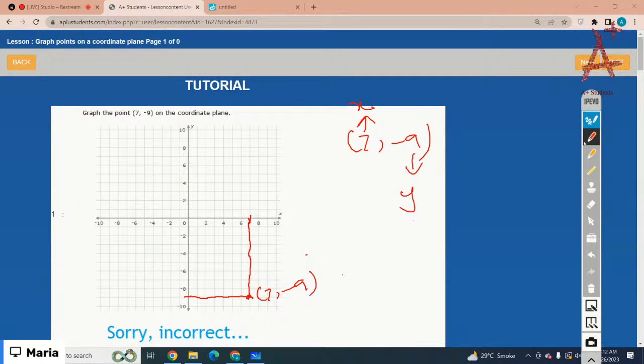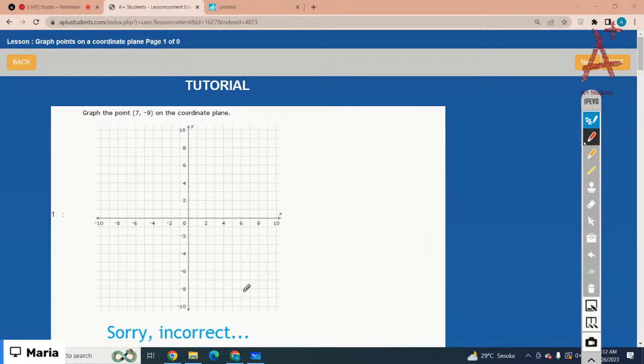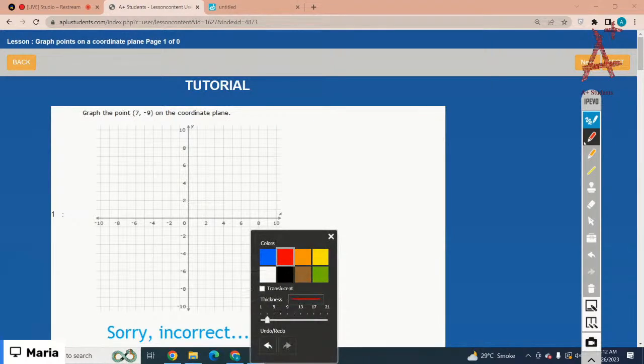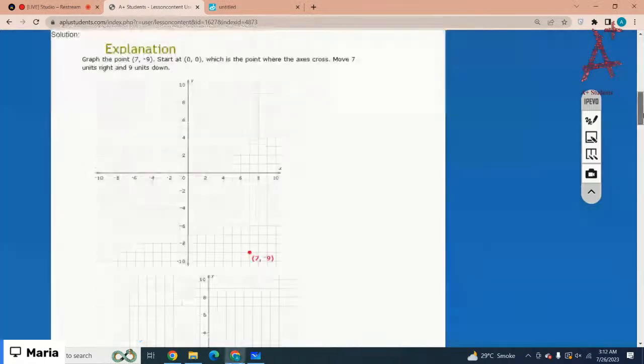So this one is 7 and -9. You have to just make a point. So it would be 7 and -9. It is here. Got it? Okay, let's just look at the other example.